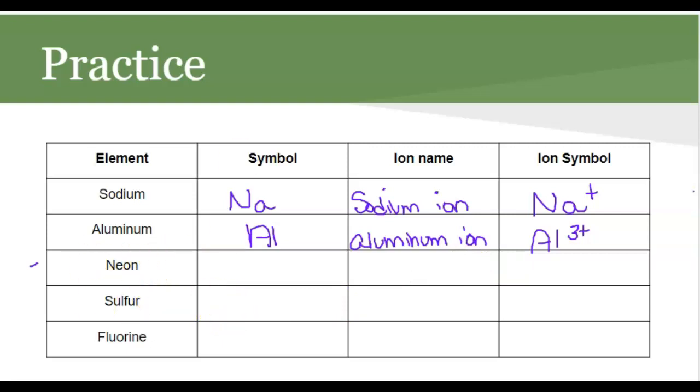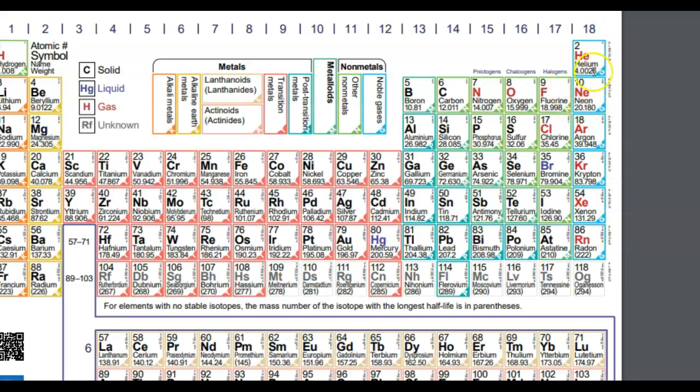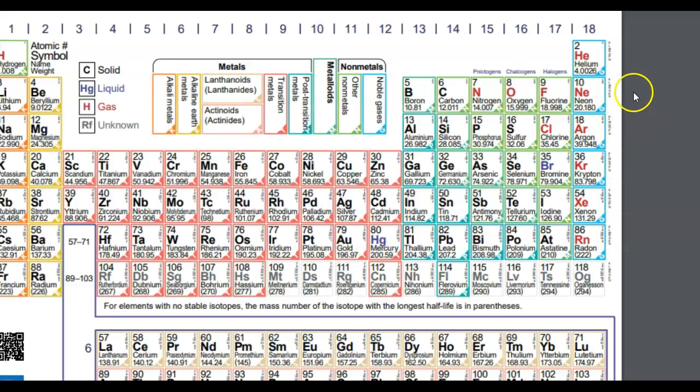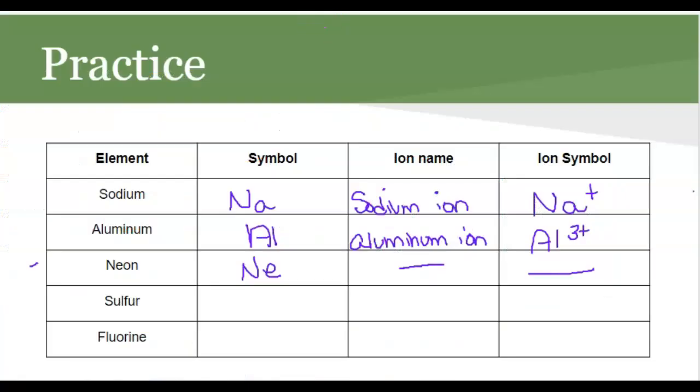The next one we haven't talked about before. It's neon. It's number 10. It's actually in that last inert gas column, so it's going to behave a little bit differently. Its symbol is Ne, and it's not going to form an ion, and it's not going to have an ion symbol because it is an inert gas. It does not want to have friends and play and share or steal or do anything. It is inert. So because of that, it doesn't actually have an ion. So that was kind of a trick question.